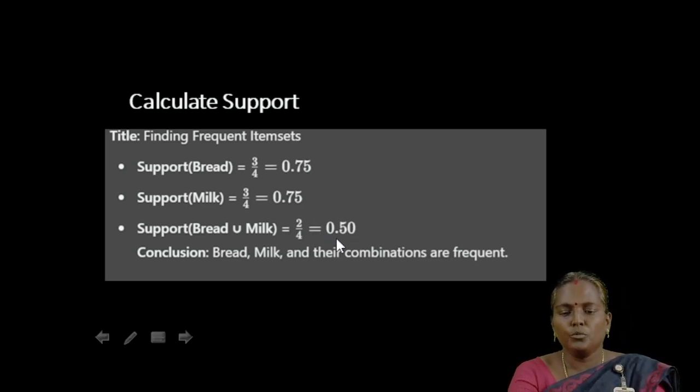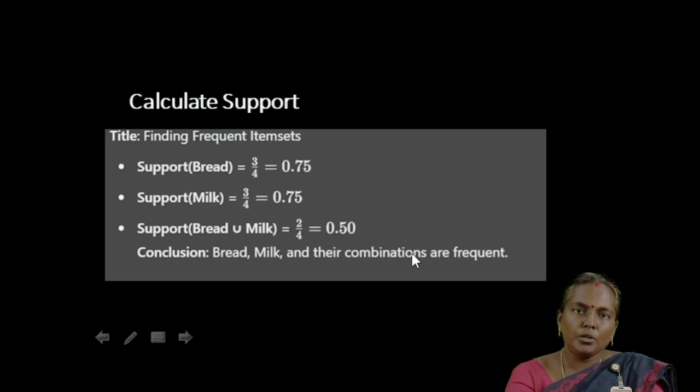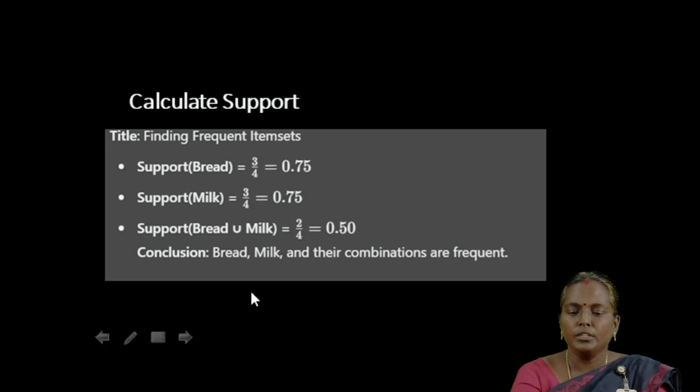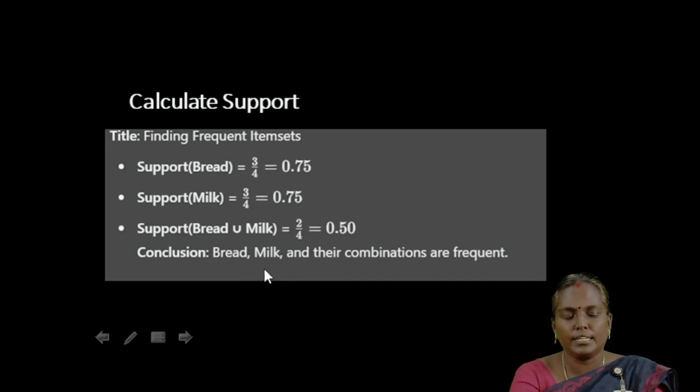0.5. So what can be concluded from this support count is that the bread and milk combination is frequent, because the support count will have a threshold value which can be above 0.5. So here we are getting 0.5. So we can conclude that bread and milk is a combination that is frequent in the transactions.